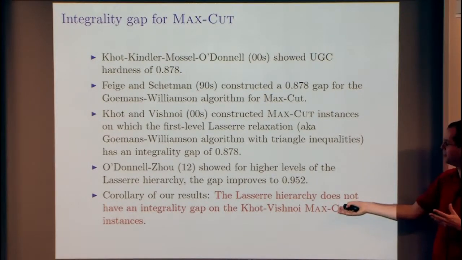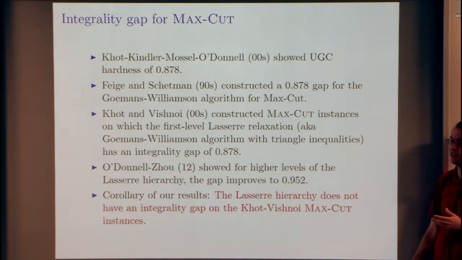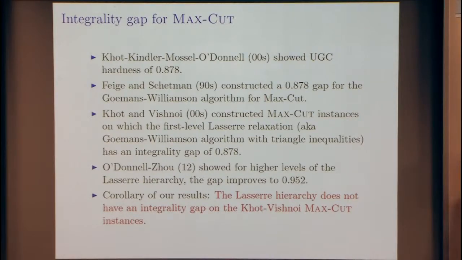And I think this result is somewhat less interesting, but our result says that in fact, this example of Khot and Vishnoi has no gap at all, right? So the ratio is 1. So if you want to amplify it, there's nothing to amplify, right? This example is not going to survive the Lasserre hierarchy. Okay, so this is sort of the semi-definite programming part of the story.